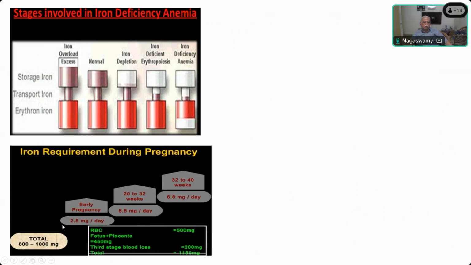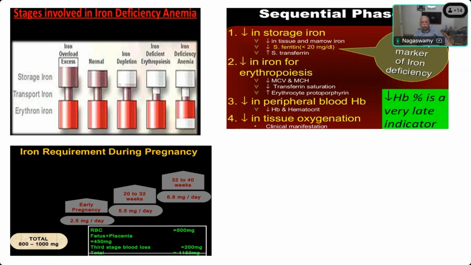This is another important question. 800 to 1000 milligram is required, and in early pregnancy you require 2.5, and 20 as the mother's weeks of gestation increase, the iron requirement also gradually increases, because the growing fetus also requires the iron. So you have to increase the iron intake as the fetus grows.